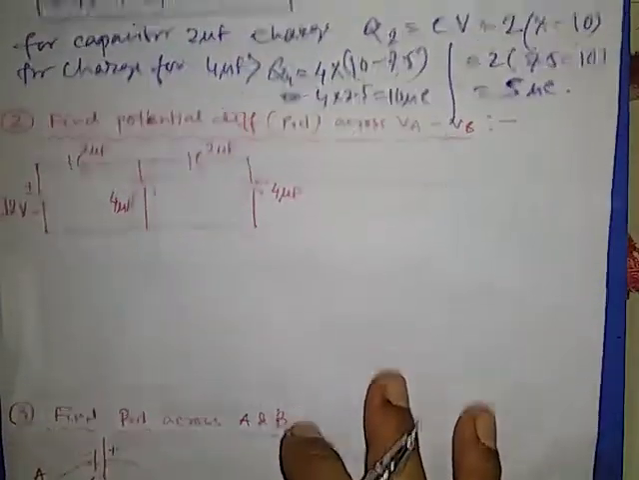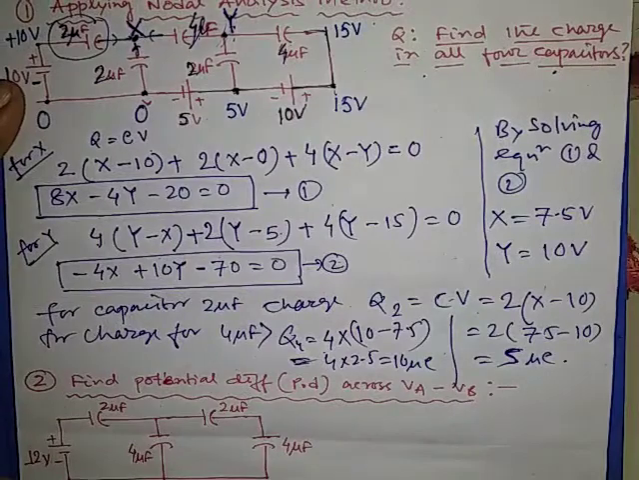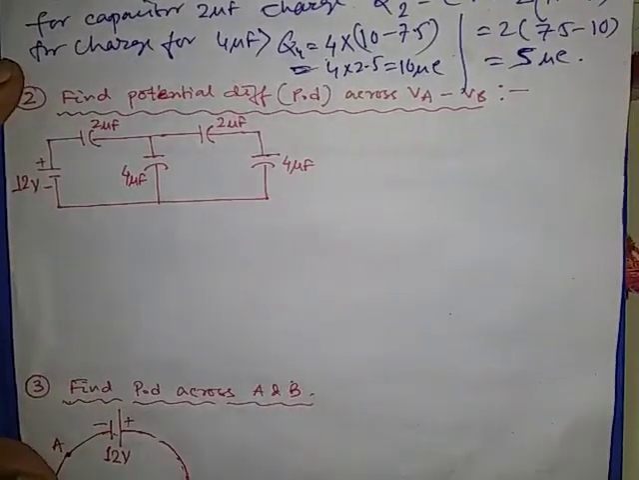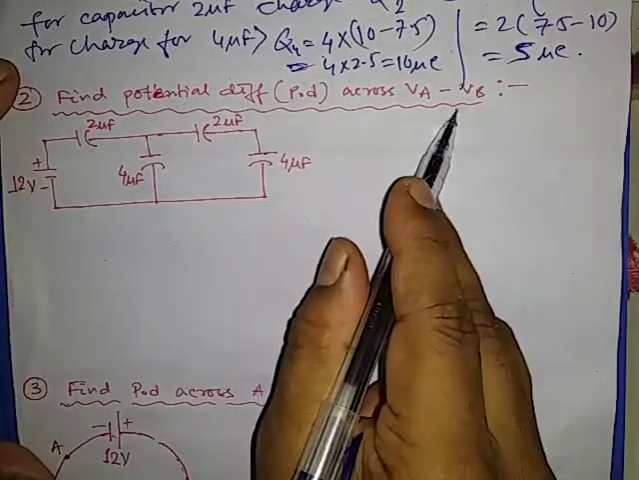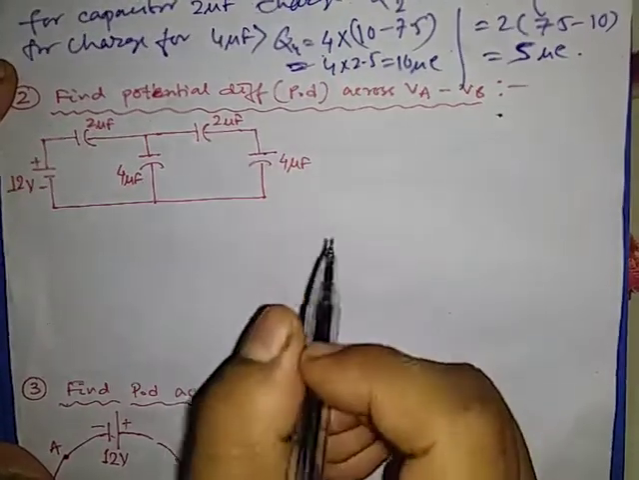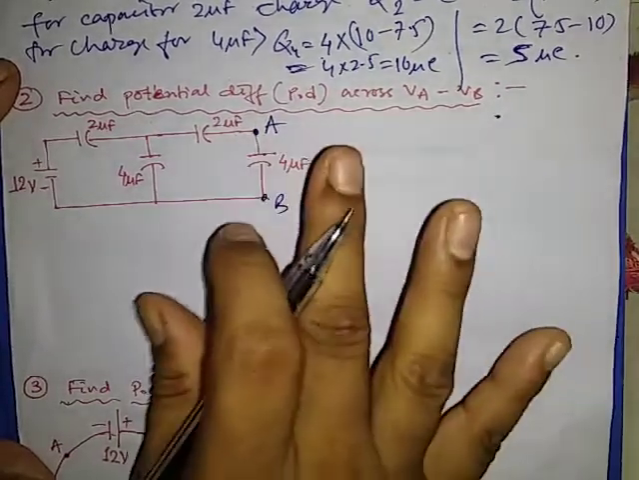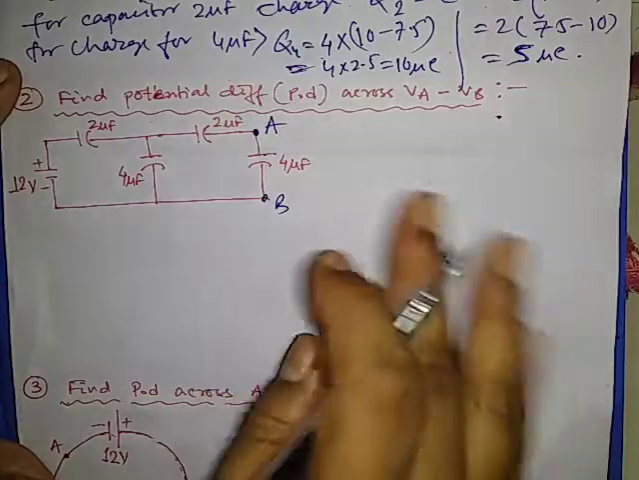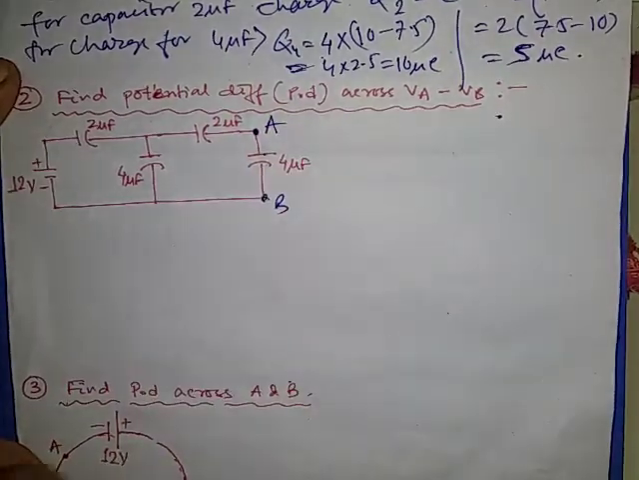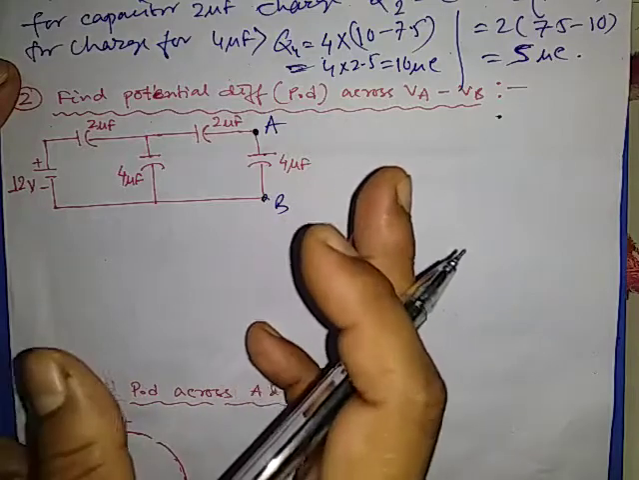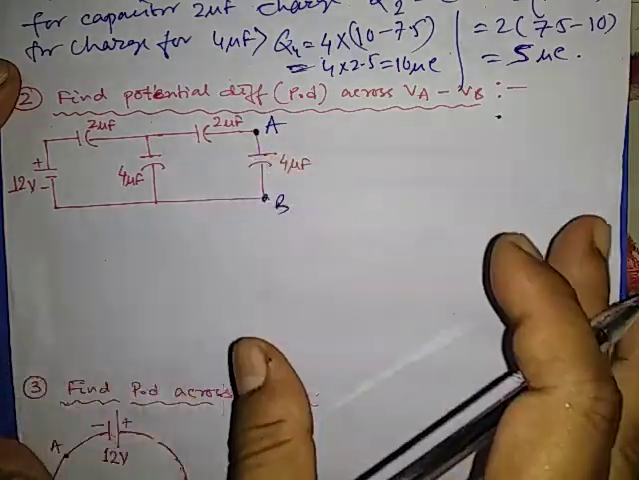So problem number 2. Please pause the video and write the whole thing, students. Next, problem number 2: find the potential difference across VA and VB. Think this is point A and B given in the question, and you have to find out the potential across AB. You can solve it with the help of the same method, which is called the nodal analysis method.